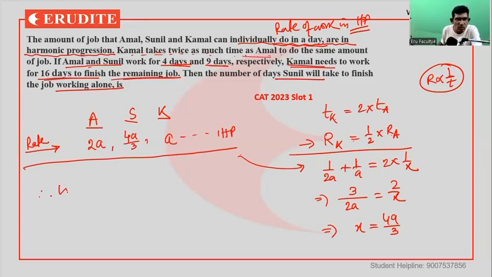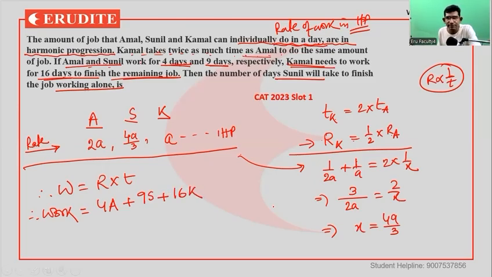So what's the total work? We know total work is equal to rate into time. Amal has to work for 4 days, so work done by Amal is 4 into A, where A is the rate of Amal. Plus Sunil worked for 9 days, so 9 into S. Plus Kamal works for 16 days, so 16K.